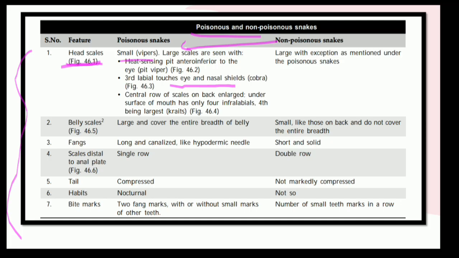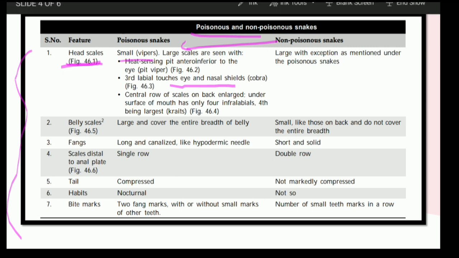While in case of pit viper, we can observe a heat sensing pit that is present between the nostril and the eye of the viper.